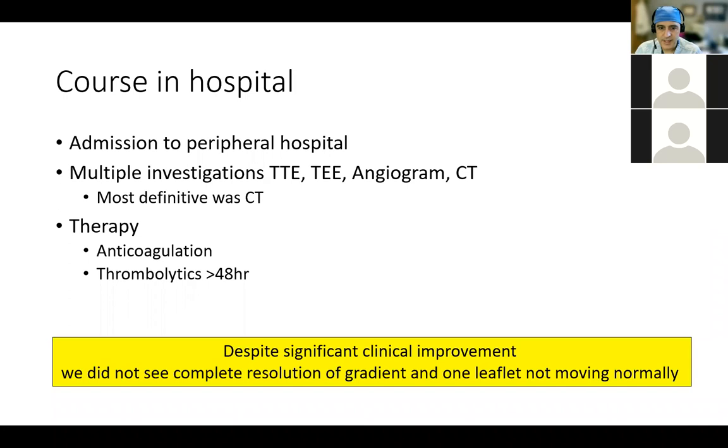And that resulted in pretty significant improvement in how she felt. Her New York Heart Association class got better, her heart failure got better, her wheeziness went away, she felt good, almost to the point where it made me wonder if, over the last few months when she was feeling short of breath, she actually had a leaflet that wasn't working perfectly, but the other one was working well. But we clearly did not see complete resolution. There was still one leaflet that wasn't working well. And I felt that the risk of leaving that alone, not knowing what would happen to that other leaflet, was too high, and therefore surgery was indicated.